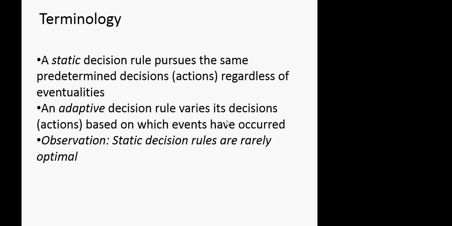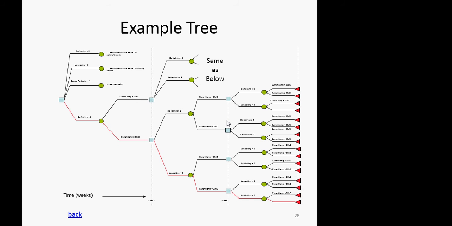By contrast, an adaptive decision rule varies its decisions based on what you observe. It learns in a certain sense. And the observation here is that these static decision rules, it turns out, are rarely optimal. These types of decision rules will often do rather better by choosing according to our observations, by observing, by learning, and making different choices.